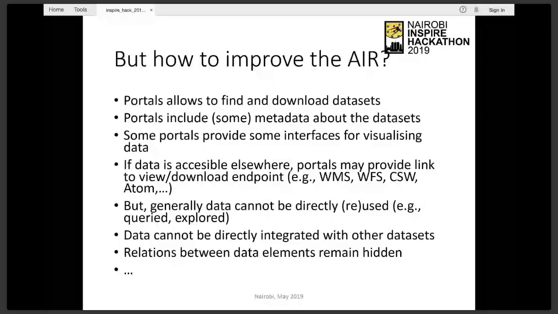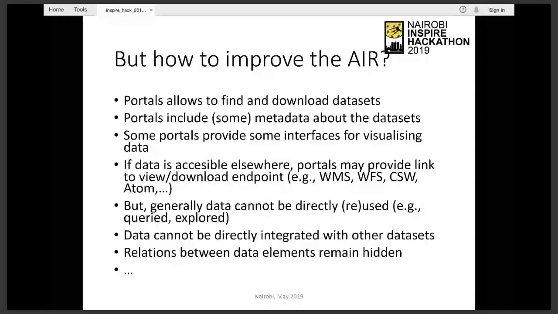And if the data is accessible elsewhere, the portals may provide a link to view or download endpoints like WMS and so on. But this is really not the best way to make the data reusable, going into this FAIR that I was mentioning before. Generally, data cannot be directly reused, to query or explore it. Data cannot be directly integrated with other data sets. And relations between the data elements remain hidden. There are many other things in this direction.